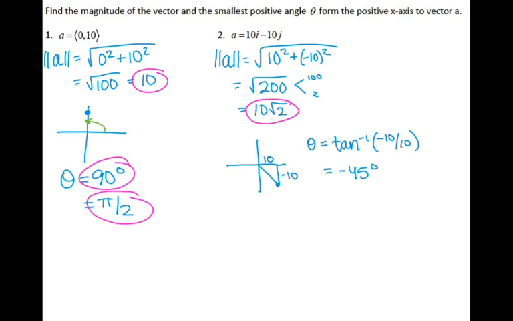Now we always want our angle from our positive x-axis until we hit our vector, and we know this angle is 45 degrees, so that means my angle in standard position is going to be 360 minus 45, which is 315 degrees. And that in radians, if we had to have that in radians, I would take 315 divided by 180. That gives me 7 pi over 4.